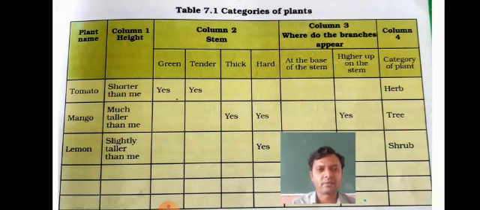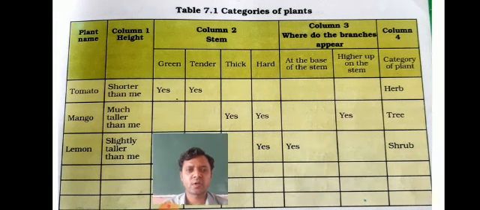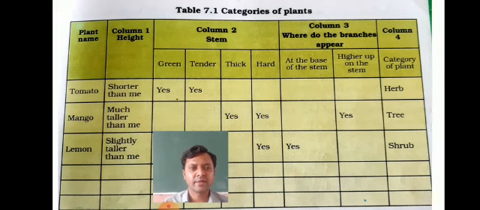Number 3, lemon. Lemon height is slightly taller than me. Obviously, lemon plants are slightly taller than us. Then their stem is not green, not tender, not thick, but hard. Yes. I told you shrubs also have a harder stem like a tree. So they have a hard stem and the branches appear at the base of the stem. Yes. And the category of the lemon plant is shrub.